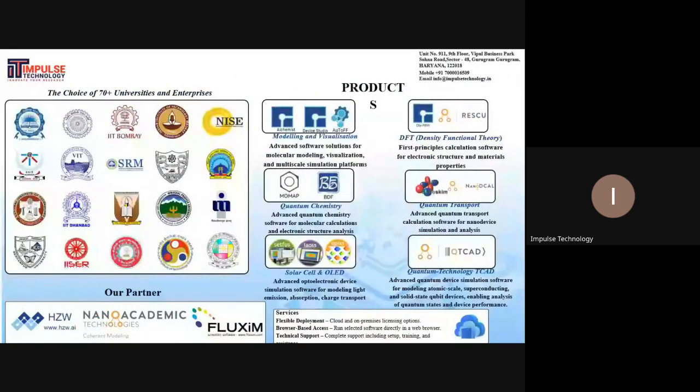Here you can see the products also. For modeling and visualization, we can use Device Studio, and for DFT-based, Rescue and DSPOR, where we simulate the material-based properties. And for quantum chemistry, we will go through the MOMAP and BDF software, where you can find the properties related to the molecules. And for the transport properties, we can use NanoDecal software and NanoSkim software. For the solar cell and OLED, we go through the SetForce, Laoss, and Opixis software. And the last one is QTCAD, which is used for spin qubit devices and superconducting qubit devices.